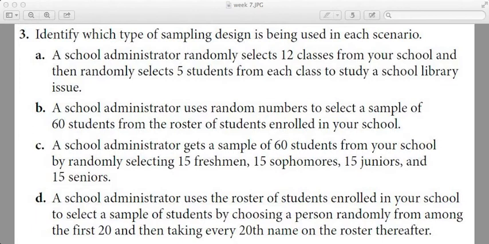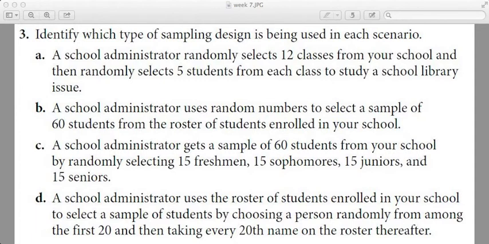So if I look at this, I notice that it's 2 steps. First, they're randomly selecting classes and then randomly selecting students within the class. So if I look at the definition of a 2-stage cluster sample, the first thing I do is I create a numbered list of all the clusters, which would be classes, in your population, and take a simple random sample of the clusters. Okay, that'd be the first step. And then I create a numbered list of all the individuals in each cluster, in each class, and take a simple random sample from each cluster. So 3A would be a 2-stage cluster sample.